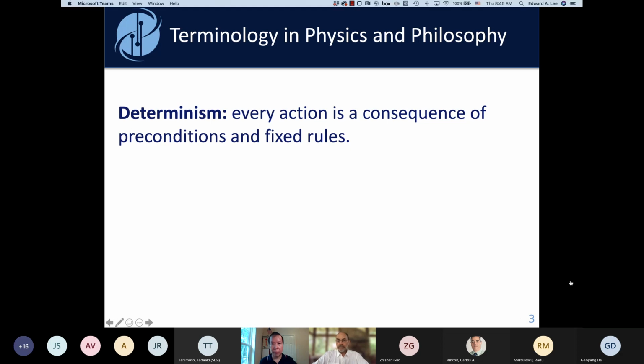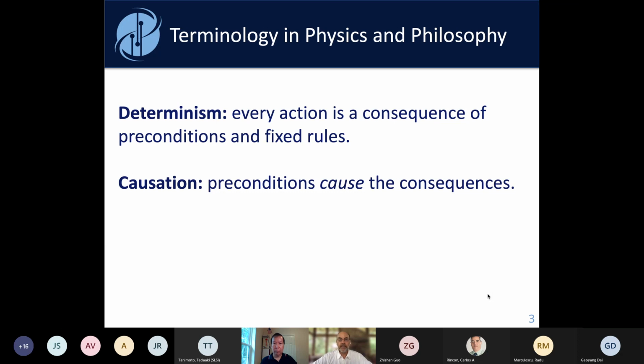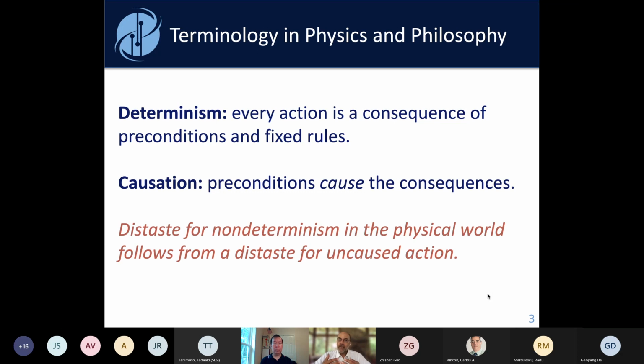But this is not, hold on one second. This definition is really hard to work with. And one of the concepts that's very integrally tied with this definition is the notion of causation. There's this idea that preconditions cause the consequences. And this binding of the notion of determinism to causation, I think, is one of the reasons for a very strong and prevalent distaste for non-determinism in models of the physical world. People, I think, have worked for centuries to try to banish non-determinism from models of the physical world. And I think it follows from distaste for uncaused action.